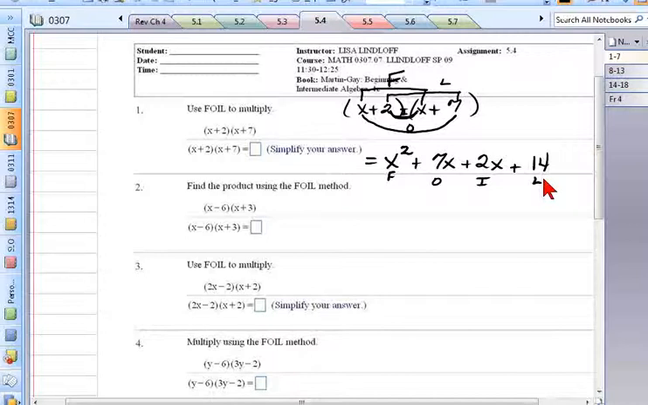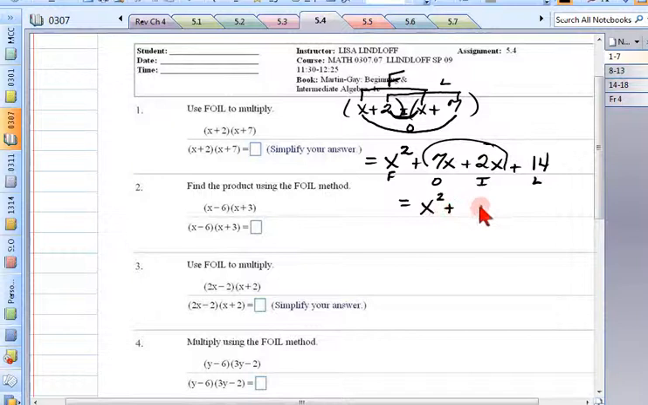First, outers, inners, last. And what usually happens, not always, usually the outers and the inners are like terms. So I will combine those to be what? X squared plus 9x plus 14. Okay, so when you multiply, you're adding exponents, and when you're adding, you're only combining like terms.